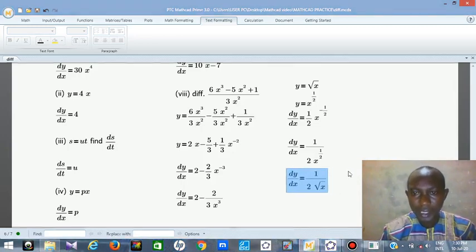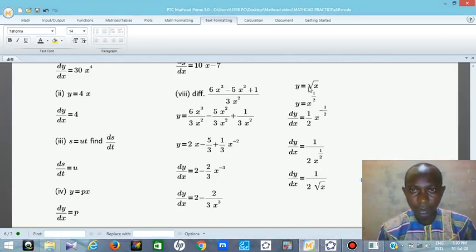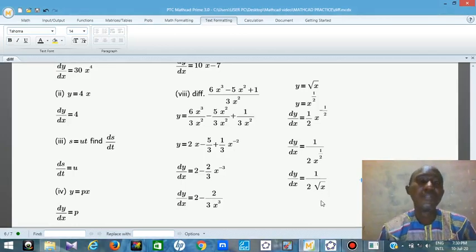And you know why this is the answer? Because x raised to power half, see, it's the same thing as square root x. All these are basic laws of indices. So this is the answer of differentiation of square root of x. So when you differentiate square root x, the answer is going to be 1 over 2 square root x. So take note of this.